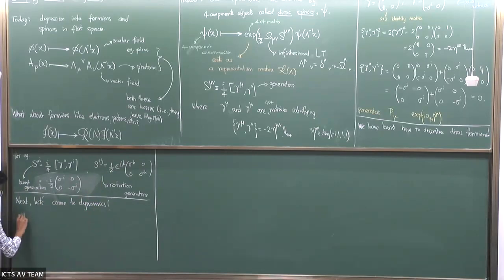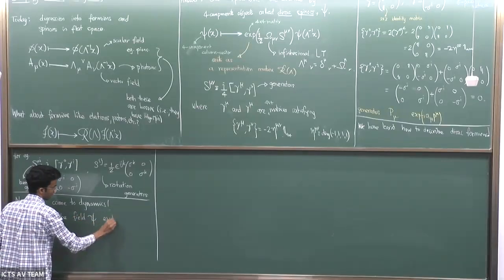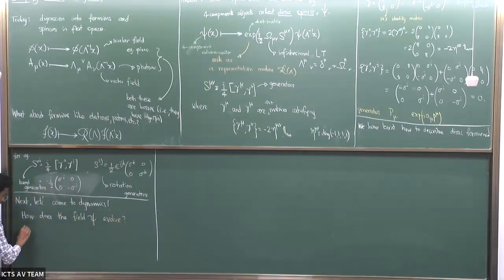How does the field psi evolve? In other words, what is the Lagrangian?